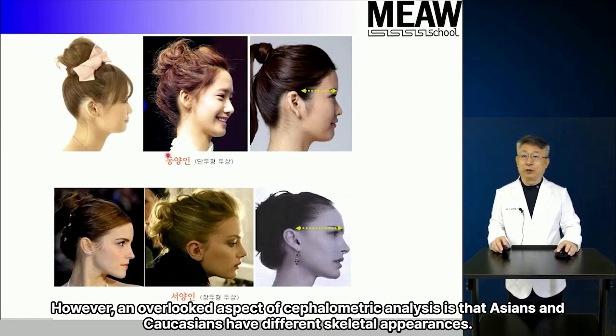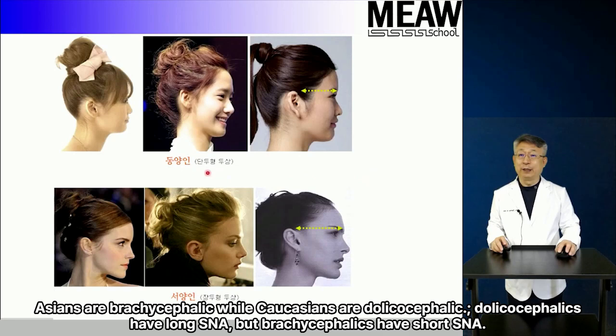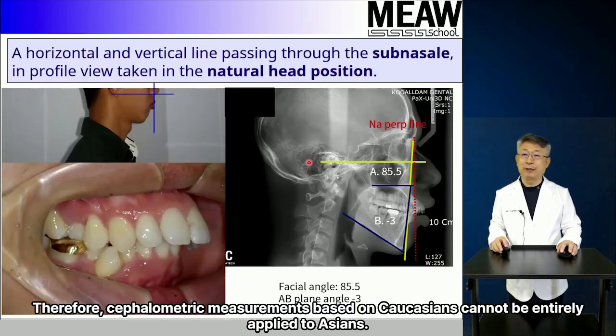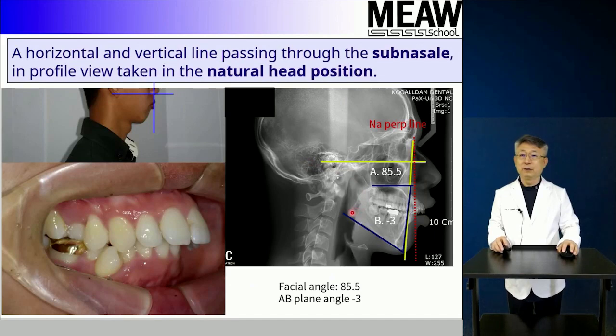However, an overlooked aspect of cephalometric analysis is that Asians and Caucasians have different skeletal appearances. Asians are brachycephalic while Caucasians are dolichocephalic. Dolichocephalics have long SNA, but brachycephalics have short SNA. Therefore, cephalometric measurements based on Caucasians cannot be entirely applied to Asians.